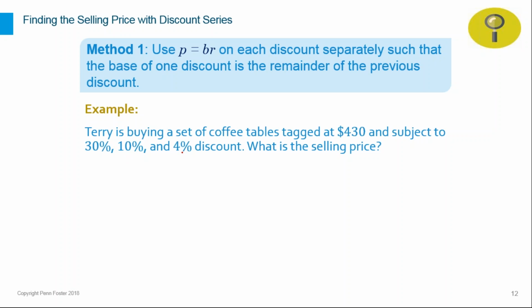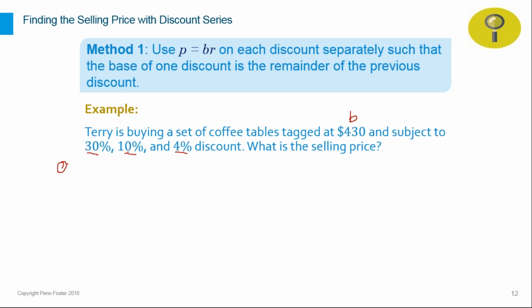So let's read the problem and decide where to start. Terry is buying a set of coffee tables tagged at $430. So that is the base, obviously. And it is subject to 30% off, 10% off, and 4% off. So these are the three discounts that we're having. What is the selling price? To find the selling price, I'm going to have 3 steps, one for each discount.